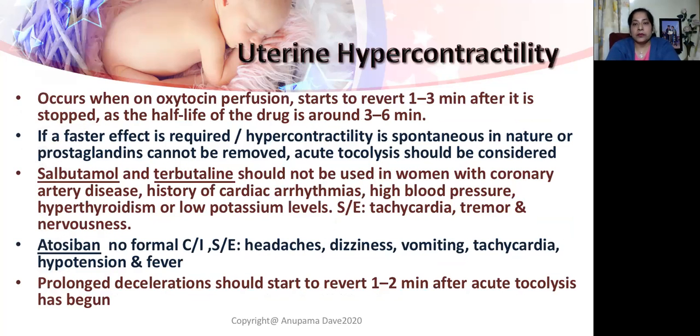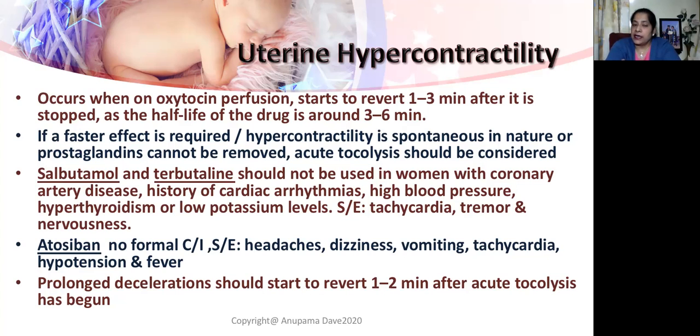Now, the commonest condition which causes acute fetal distress or fetal hypoxia is uterine hypercontractility. It may occur when the patient is on oxytocin perfusion. It starts to revert 1 to 3 minutes after the perfusion is stopped because the drug has a half-life of 3 to 6 minutes. If a faster effect is required, or if hypercontractility is spontaneous in nature, which means that oxytocin has not been given, or if prostaglandins cannot be removed, acute tocolysis should be considered.